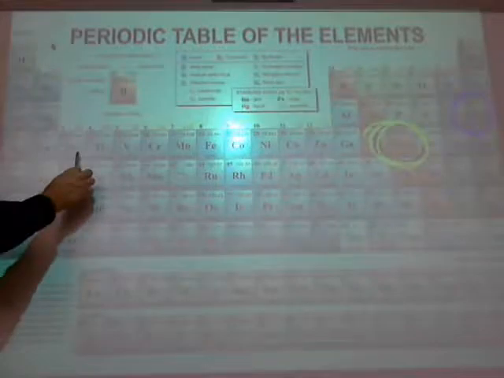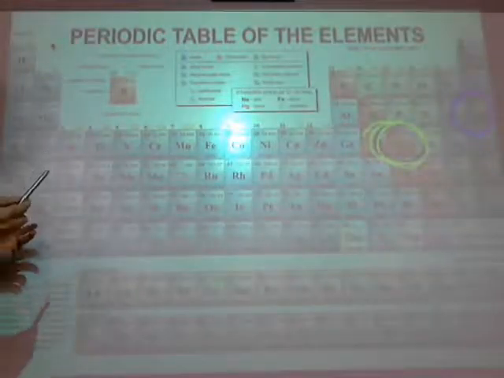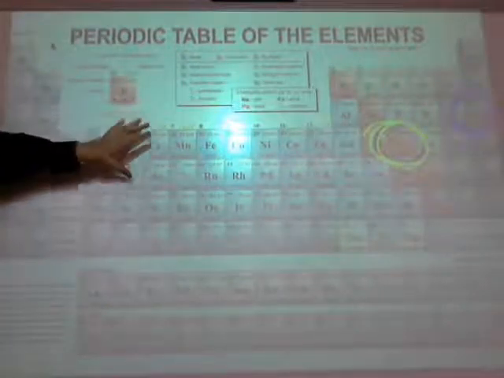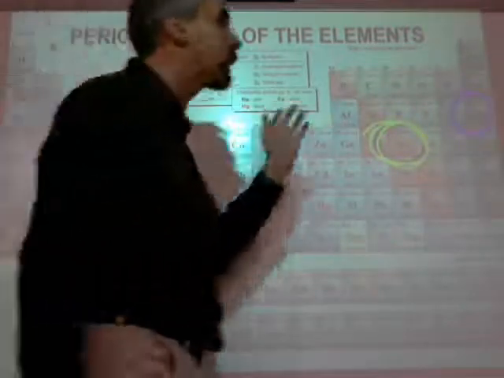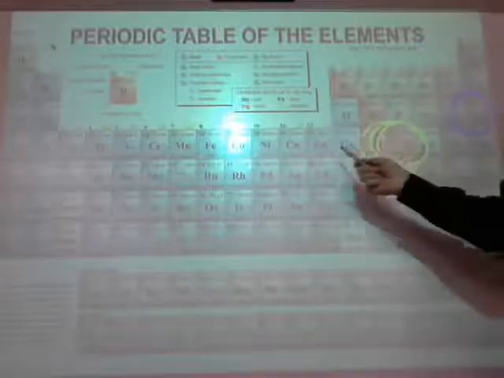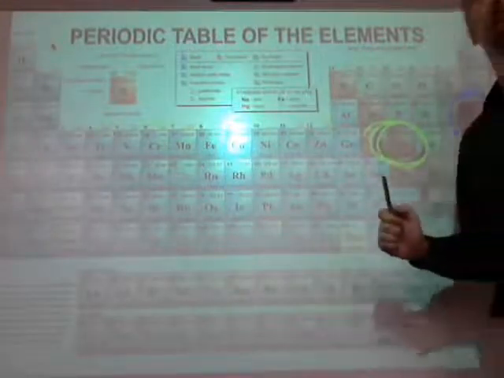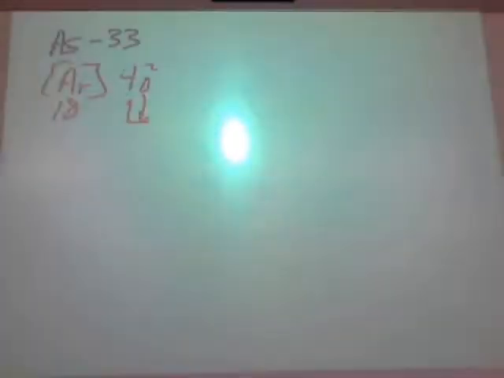Then I got to take care of these guys. How many will there be there? After the 4s fills, what are you going to fill? You can think of it two ways. 1, 2, 3, 4th row down, but the d's subtract 1. Or you can just look. What comes after the 4s? On the diagonal rule, what comes after the 4s? 3d. Okay? And then after the 3d fills, again, it'll be 1, 2, 3, 4th row down, p block, 3 over.